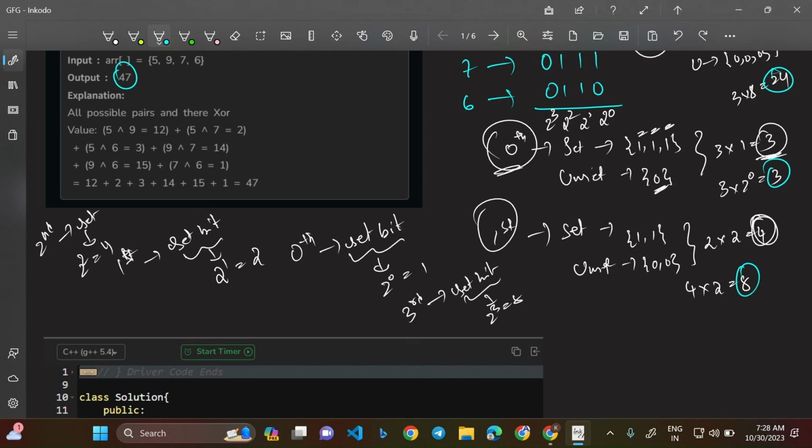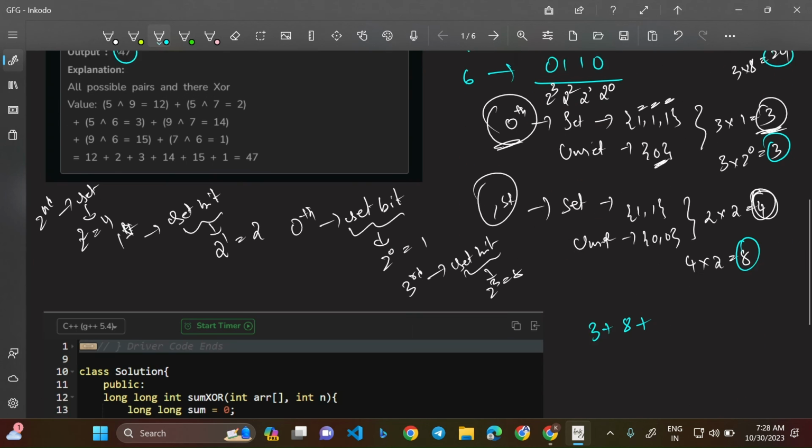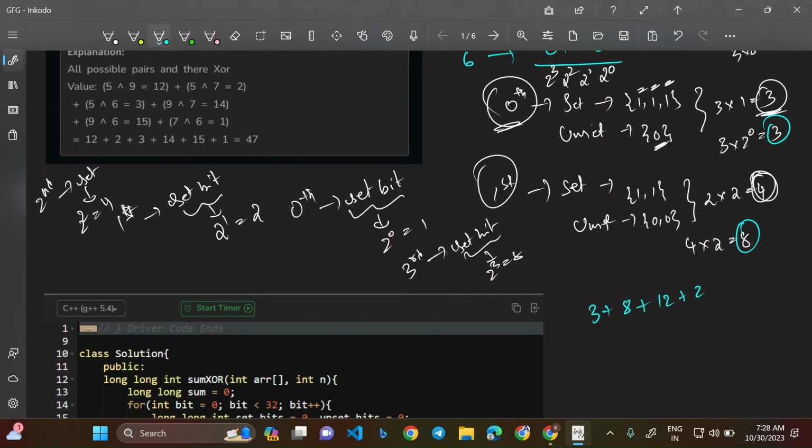At 0th bit we have 3. At first bit we have 8. At second bit we have 12 if I'm not wrong, and at third bit we have 24. So if you just evaluate, that answer would be 47. 24 plus 12 is 36, plus 8 is 44, plus 3 is 47. So 47 is the final answer. That is the answer here.